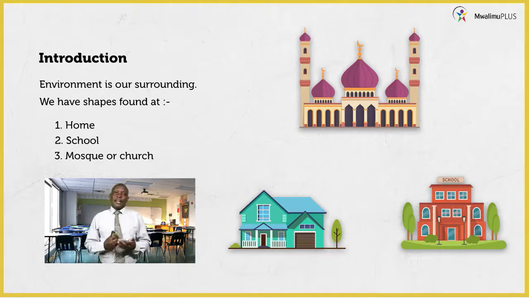So environment, they have said that is our surrounding, and we have shapes found within our environment or within our surrounding. Learners, for example, we are going to talk about our surrounding, like maybe at home. When we are at home, what can we find at home? When we are in school, what can we find at school? And when we go to churches and mosques, can we get some shapes there? Good. So you can see that when we visit a mosque, there you can see on the screen there, we can get shapes in that particular environment.